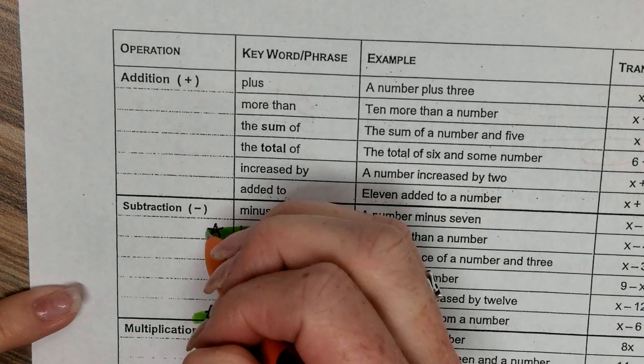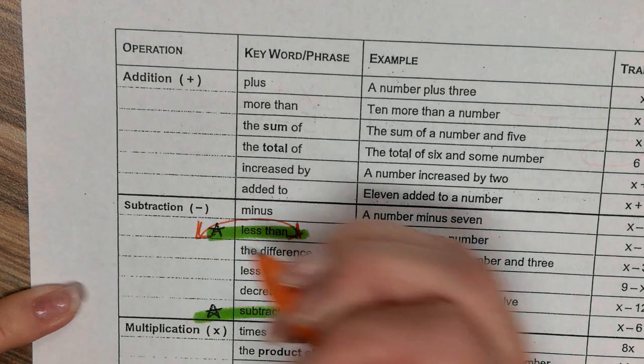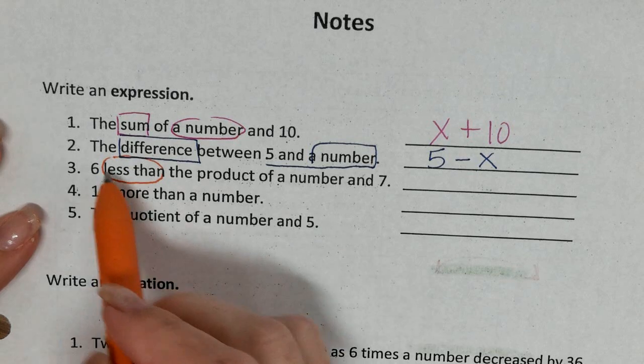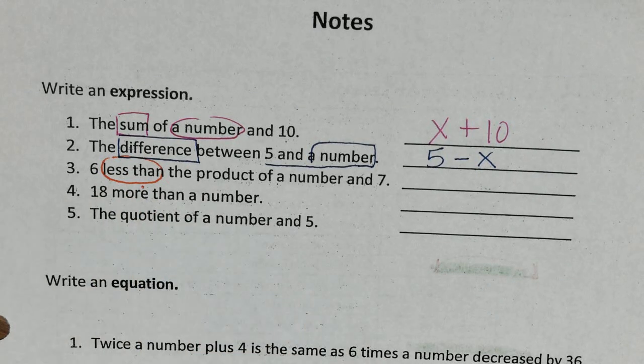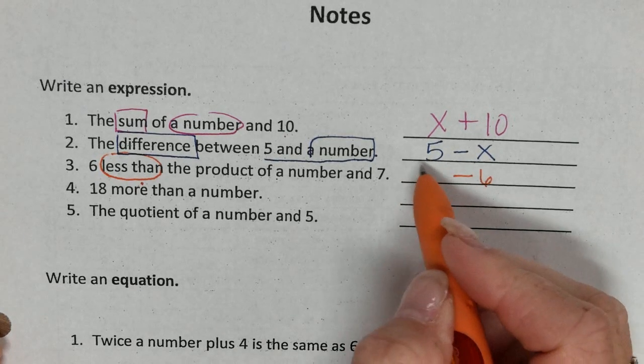Okay, and I also want y'all to go like this. That way it tells you to switch their spots, okay? So instead of 6 minus, it's going to be something minus 6. So over here, minus 6. Something's going to go in front.